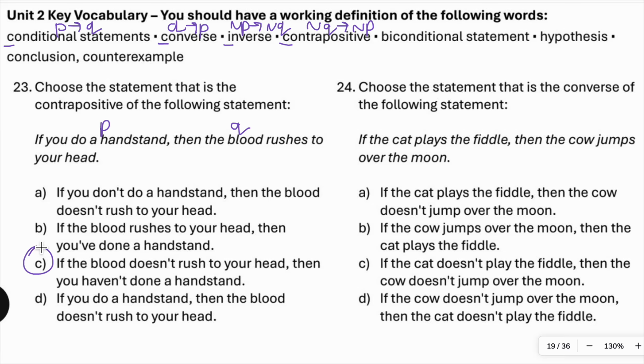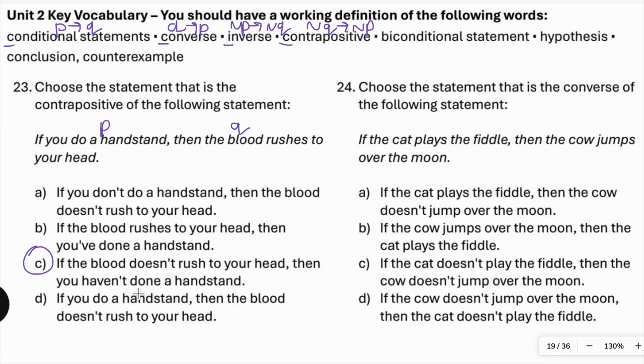24, choose a statement that is the converse of the following statement. So remember, converse is Q then P. So right now it says, if the cat plays a fiddle, then the cow jumps over the moon. So the converse of that would be the cow jumping over the moon and the cat playing the fiddle. So that is going to be option B. If the cow jumps over the moon, then the cat plays the fiddle.